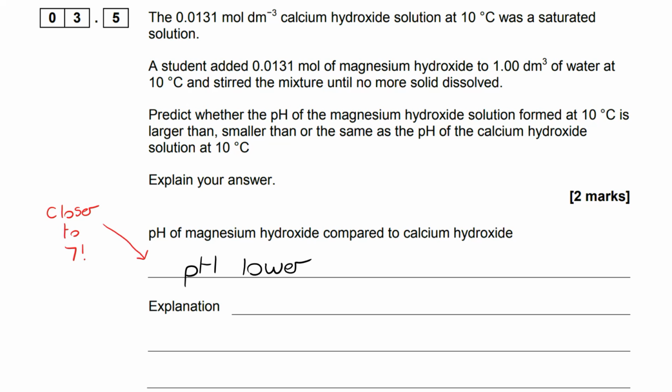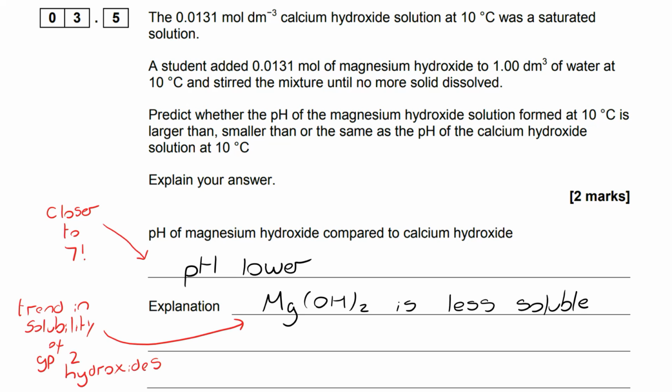This is actually taking us back to work that you have done on group 2. So moving to a different topic. But we know that magnesium hydroxide is less soluble because we know the trend in solubility of group 2 hydroxides is that they get more soluble as you descend the group. So we're jumping from a very calculation heavy acid-base question to a different topic area within the same question.